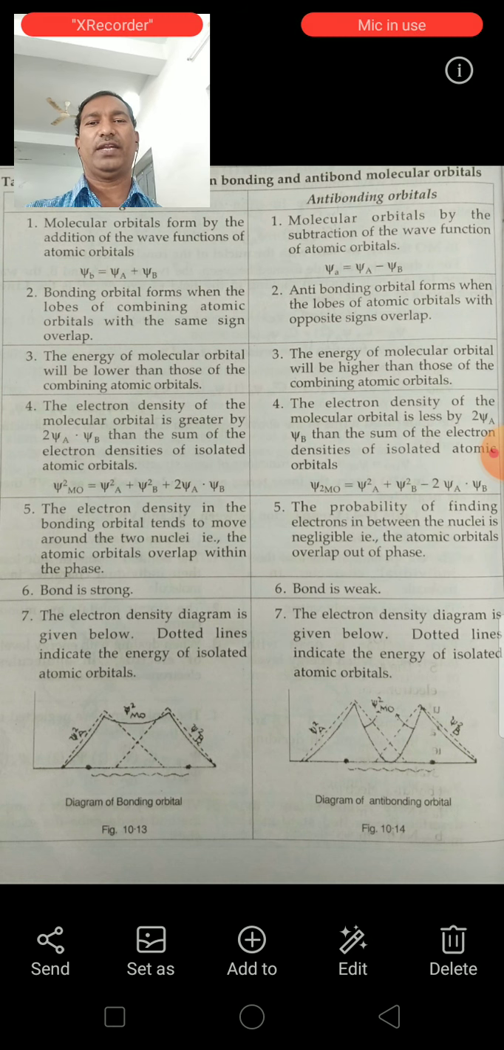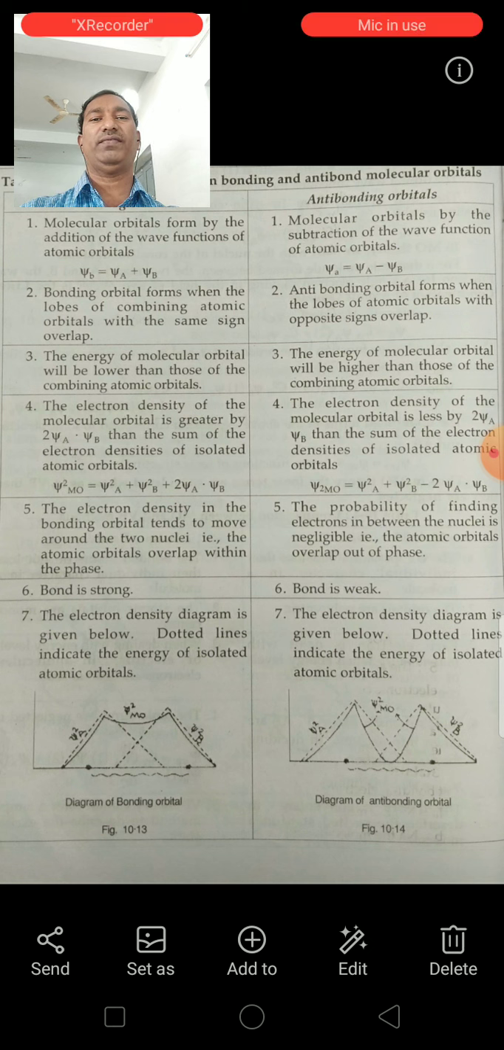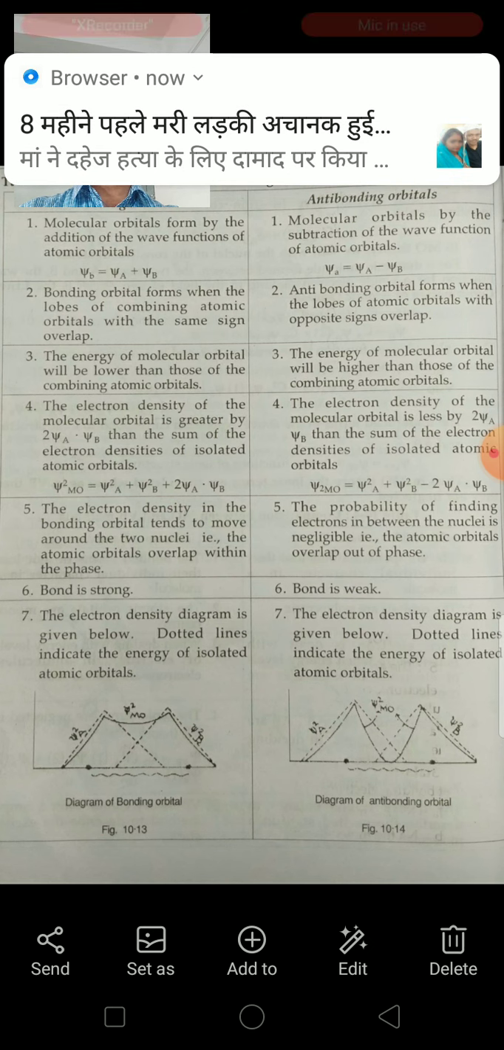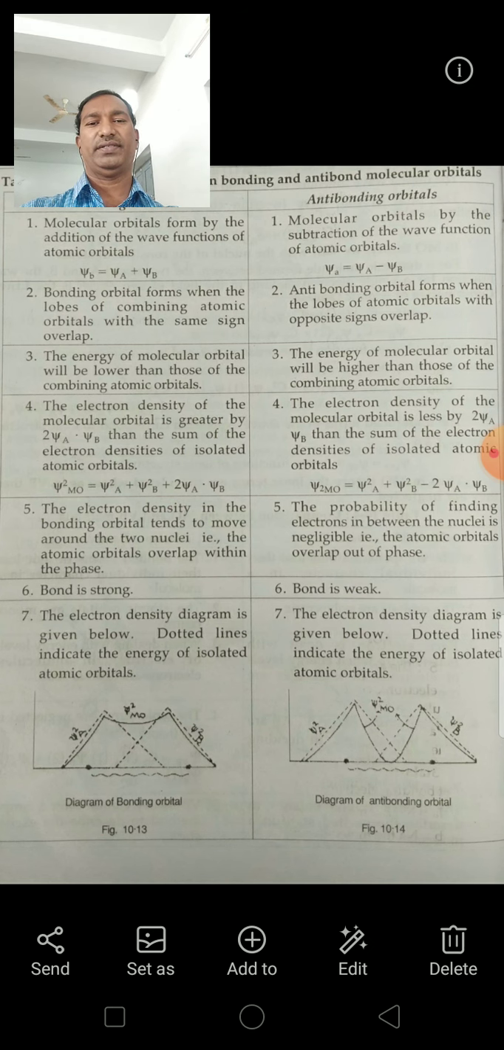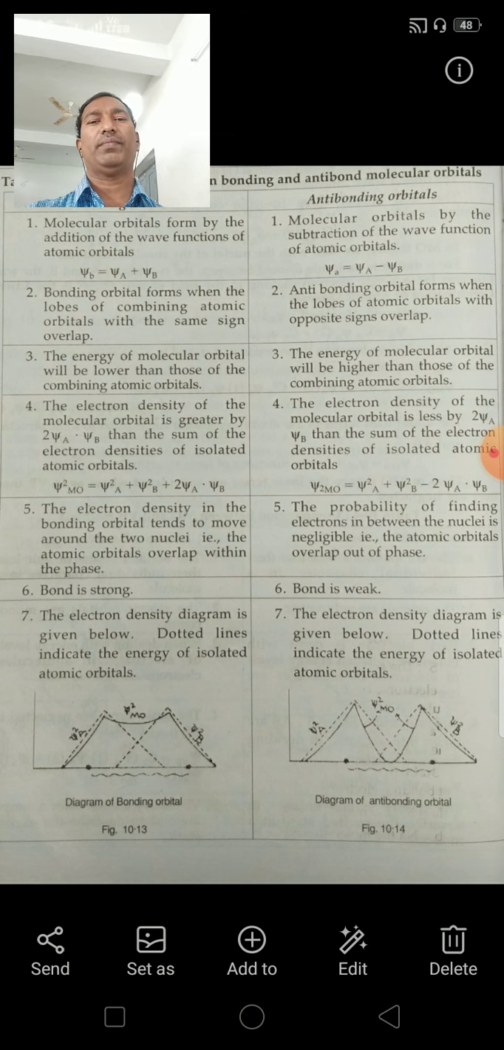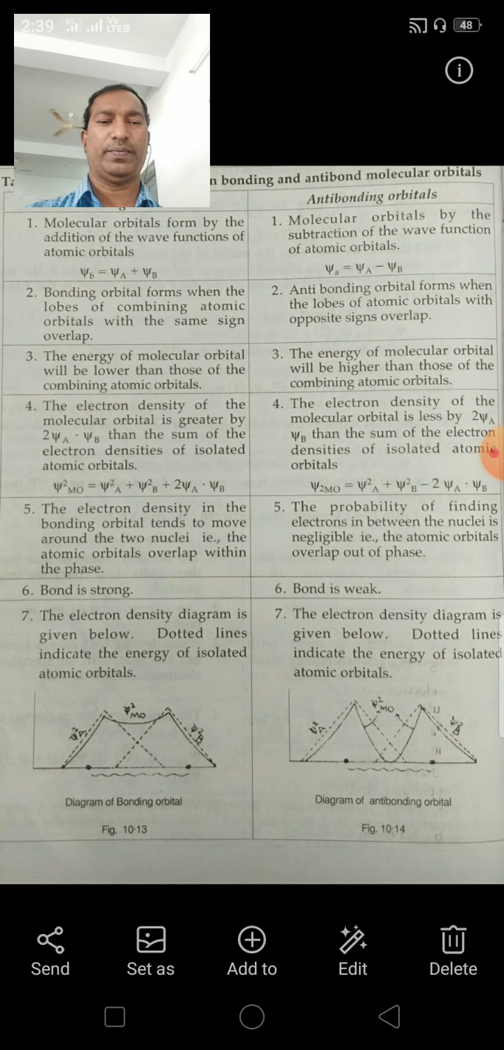Next, antibonding molecular orbitals are formed by the subtraction of the wave functions of atomic orbitals. So psi A, the antibonding molecular orbital, is equal to psi capital A minus psi capital B, where psi capital A and psi capital B are the atomic orbitals. That is the first point.